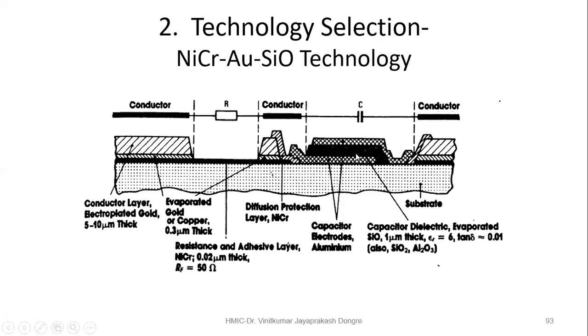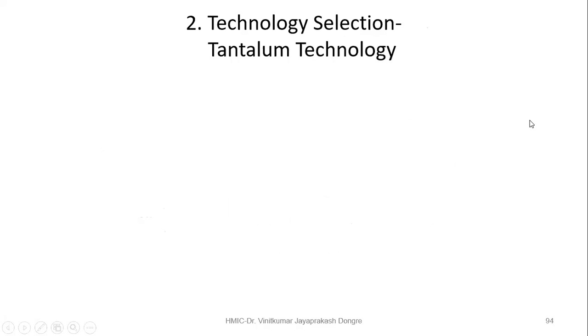SiO is a dielectric material, that is for the capacitor. Au is gold, and gold plating is used. So these are the major components. This technology is called NICR Au SiO technology. So this is the previous technology, a brief understanding.